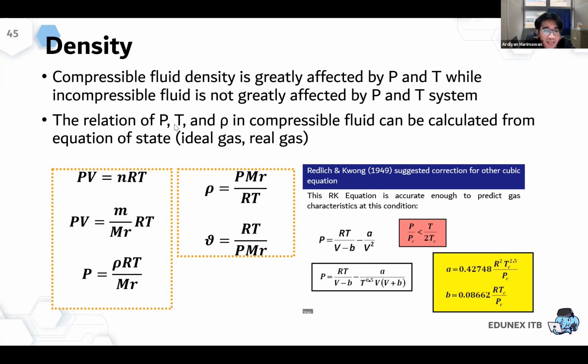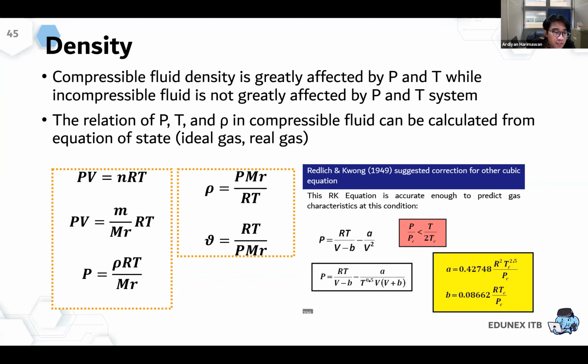Okay, the simplest type of equation of state is the ideal gas. I think you already know about the ideal gas, but the ideal gas only happens at certain conditions. For example, the pressure is very, very low, or the temperature is very, very high. It means the interaction between the molecules of the gas is very, very low. There is no interaction between each molecule. So we can use the ideal gas approach, the ideal gas equation.